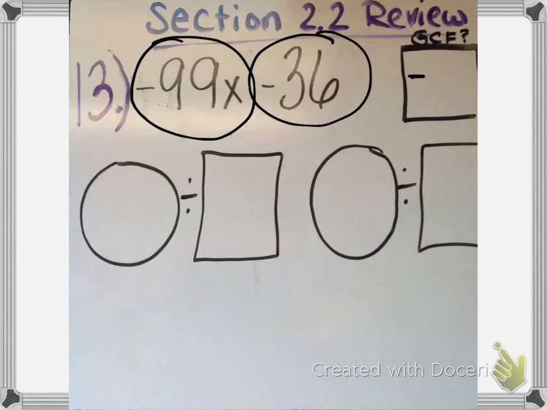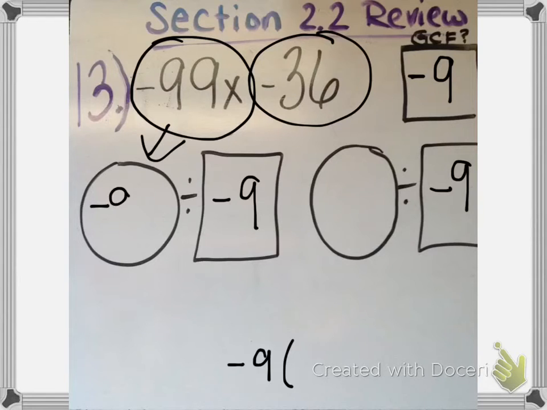If you remember, we already put a negative in the box because our first term was negative, so the greatest common factor will actually be negative 9. That's going to start our answer before the parentheses, and it's also going to be what we divide by for each term. Then we bring our terms down, negative 99x and negative 36.